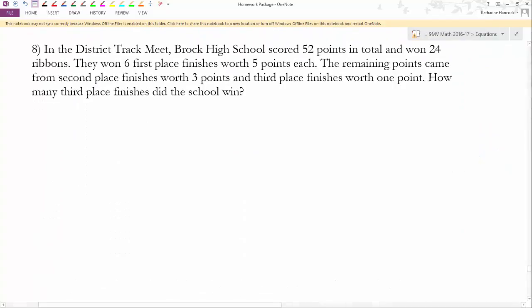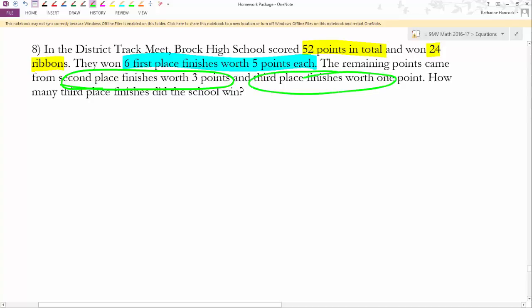Last question. In the district track meet, Brock High School scored 52 points in total, 24 ribbons. So I'm going to have points, and I'm going to have ribbons. They won 6 first place finishes worth 5 points each. That's going to be important, I'm guessing. Remaining points came from second and third. We're going to have to figure out the number of second and third place. Second place is 3 points, third place is 1. How many third place finishes did this school win?